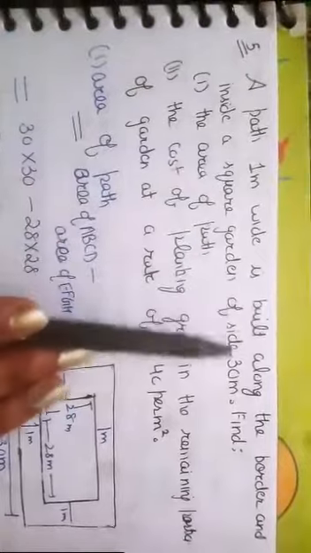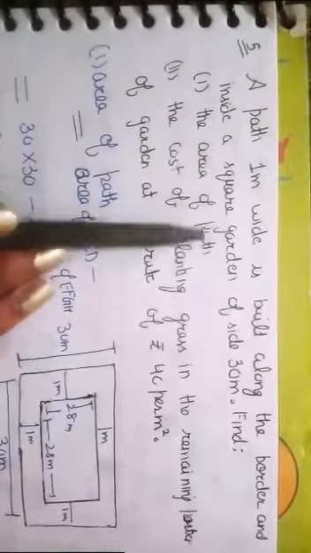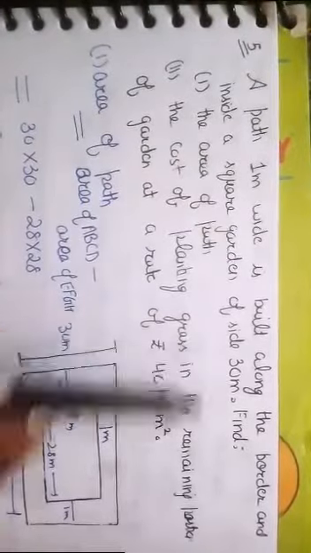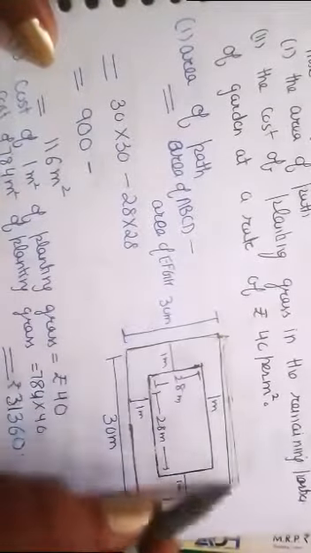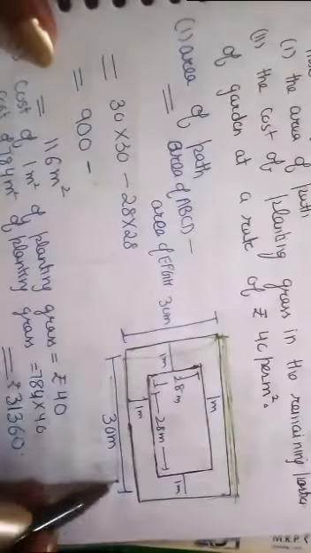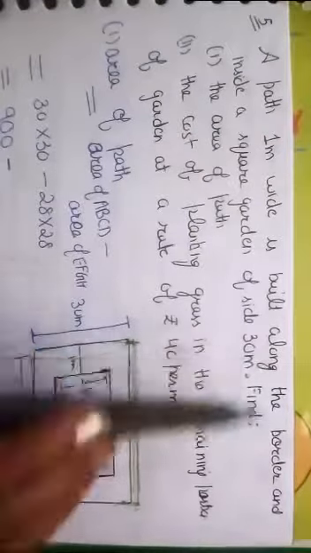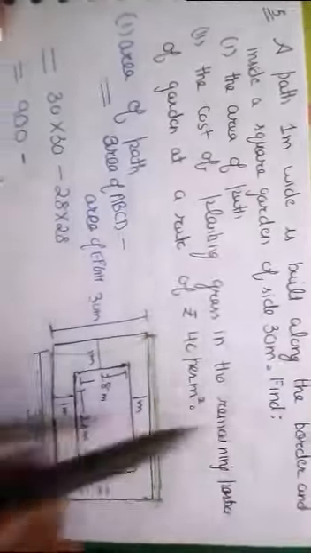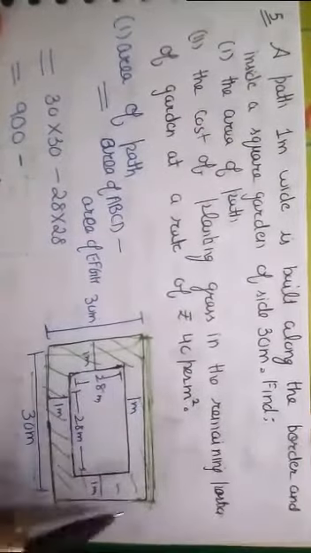Now let's move to the fifth question. A path 1 meter wide is built along the border and inside a square garden of side 30 meters. So a square is there. By mistake I have drawn a rectangle, but this is a square, and its side is 30 meters. A path is built inside the garden. This is the path and its width is 1 meter.